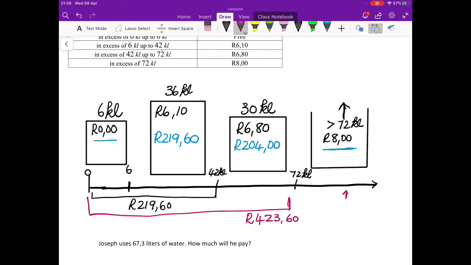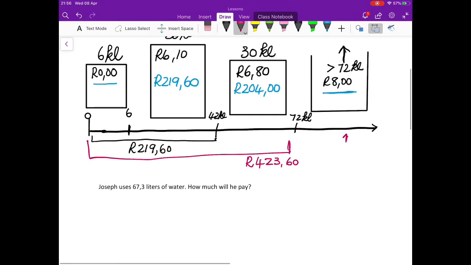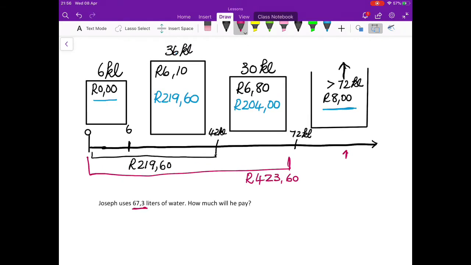So the first one that we're going to do is we're going to determine how much a person would have to pay. So if Joseph uses 67.3 liters of water, how much will he pay? What we have to look at is where does 63 liters fit in. And this is why your number line is so useful, because 63 is going to land in between 42 and 72. So Joseph is going to use 6 kiloliters at no cost.